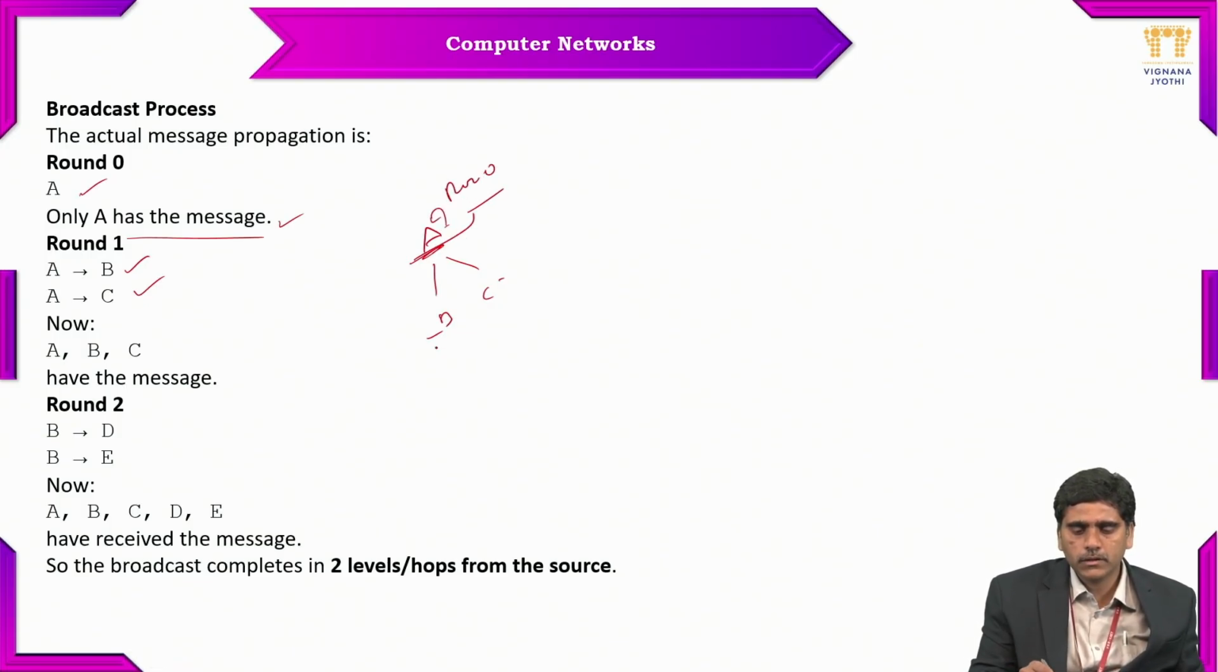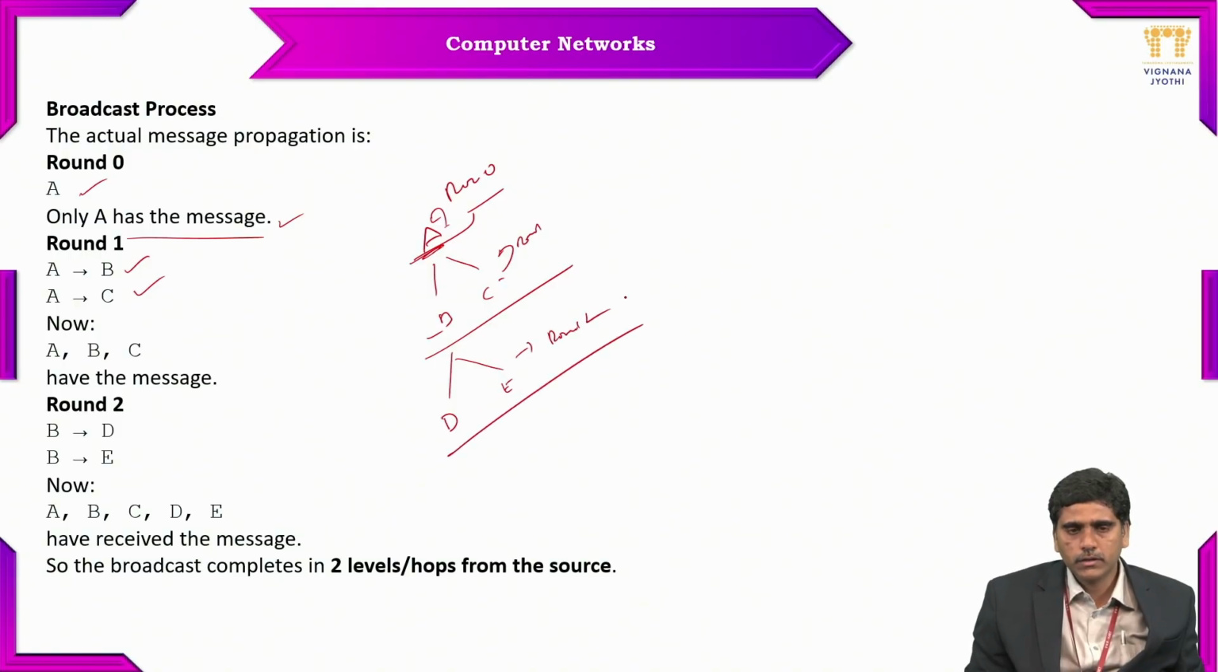Itself, it is directly messaging, and now B and C are in round 1. So A is visiting both B and C. Now A, B, C have the messages. Next, in round 2, B is visiting D and E. So that is round 2.